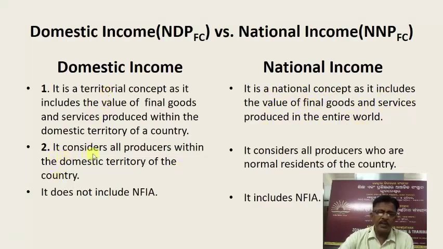Domestic income, it considers all producers within the domestic territory of the country. National income, it considers all producers who are normal residents of the country. And domestic income, it does not include net factor income from abroad. And national income, it includes net factor income from abroad. Okay.